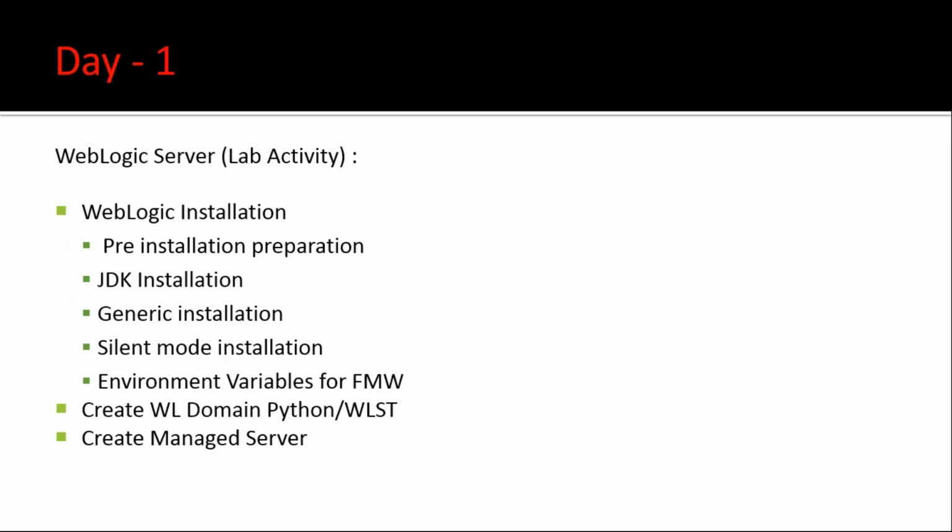Whenever we are doing this installation and configuration, DevOps always focuses on automation. Automation means you don't use the mouse and click. That means you don't use config.sh. When creating a domain, don't use the wizard. Whenever you are installing WebLogic, don't use the mouse and click. That is our intention. So how to do a silent mode installation? What is silent mode installation, and how can you do it? We'll try to do that.